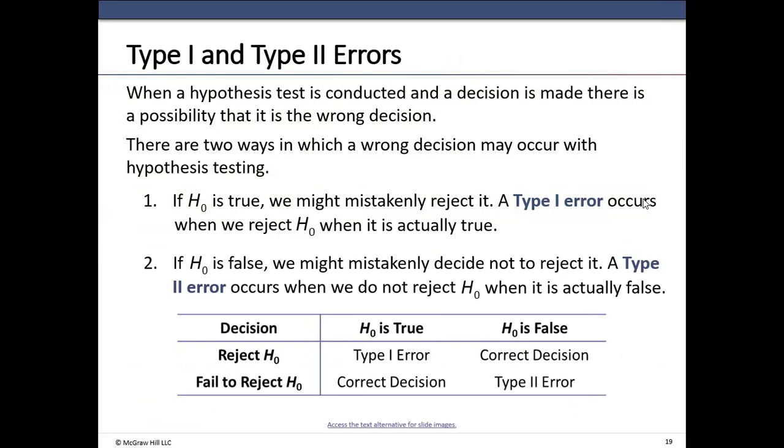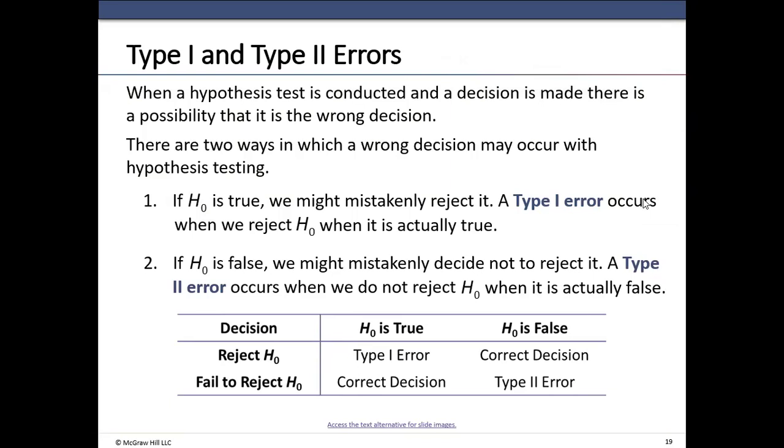So look at the first row under decision: reject H0. Now look at the first column and the intersection of the first row and the first column. The decision is to reject H0, but H0 is true. We have made a wrong decision because in reality H0 is true and we should not have rejected H0, but we rejected H0. This is called a type 1 error. A type 1 error is made when we reject H0 even though H0 is true.